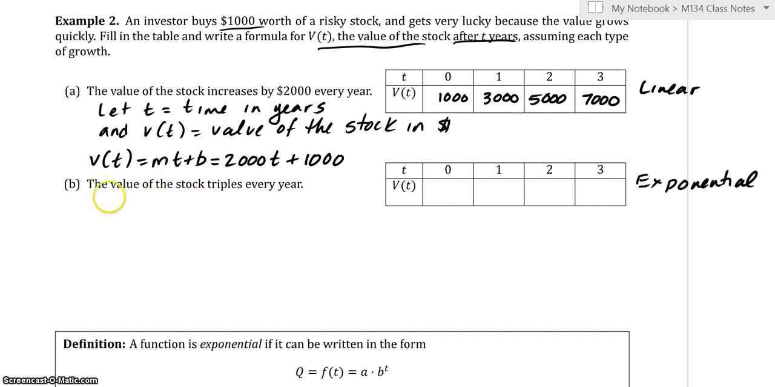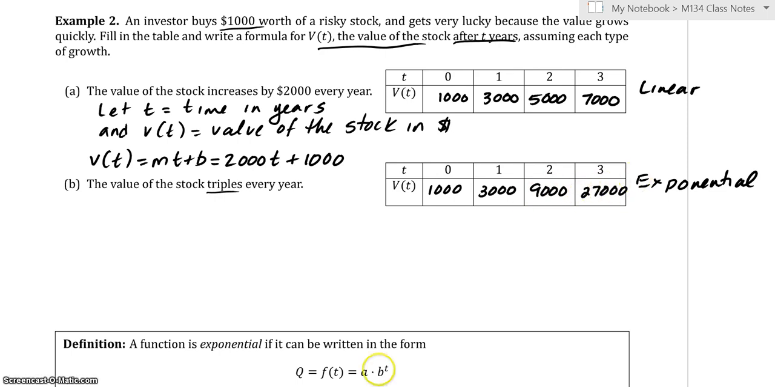Instead of adding, the value of the stock now triples every year. That's still by a factor. Tripling means multiply by 3. So we're still going to start with 1,000. Now we're going to multiply by 3 to get 3,000. Multiply by 3 to get 9,000. Multiply by 3 again.